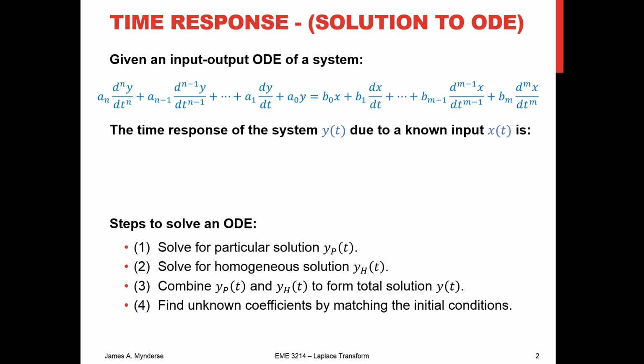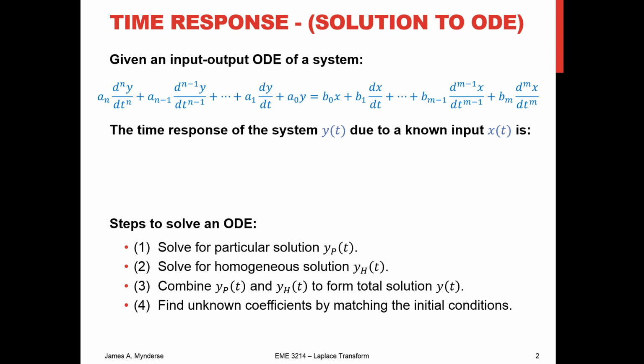So first of all, let's remember our general input-output ODE. Here it is at the top. We've got n terms on the left, and we've got m terms on the right. So we have n derivatives of our output, which in this case we've called y, and we've got m derivatives of our input, which in this case we've called x. Now sometimes we might change those variables up. Remember, x and y are not the only ones that we like. We might call the input u, we might call it f for force, we could call it lots of things.